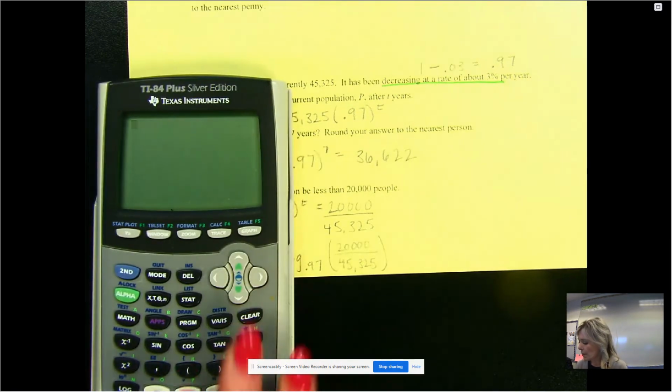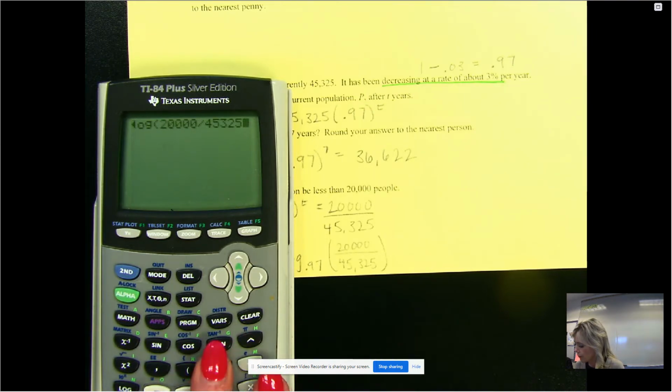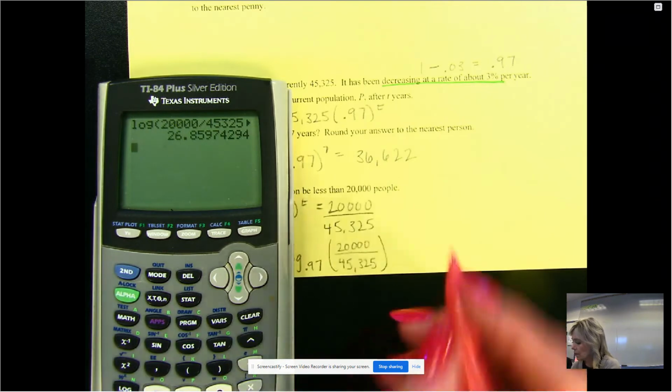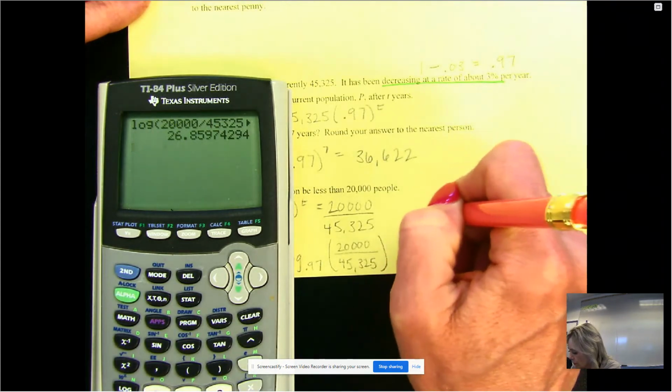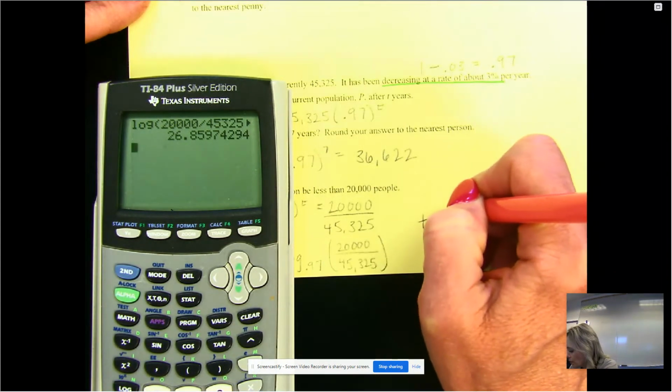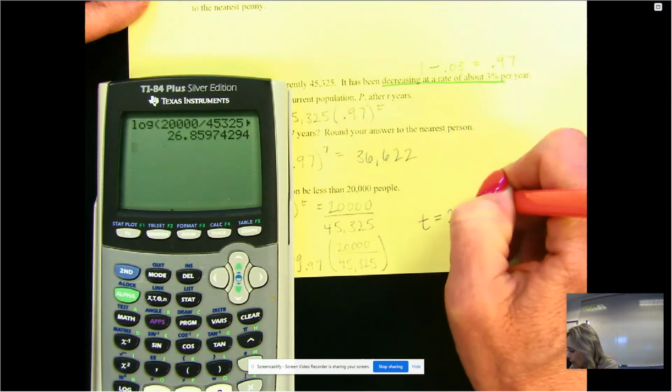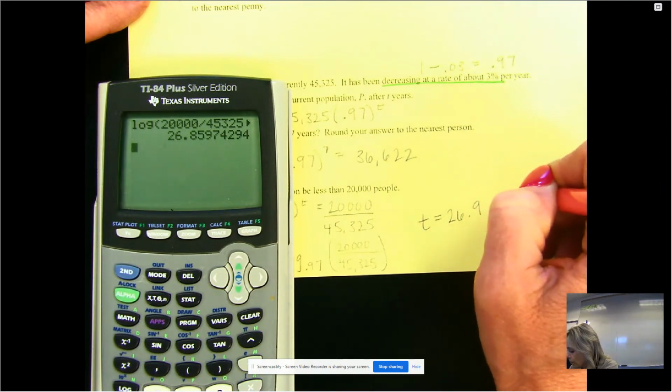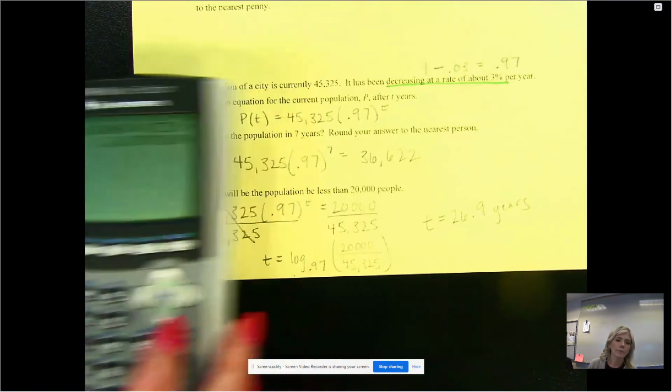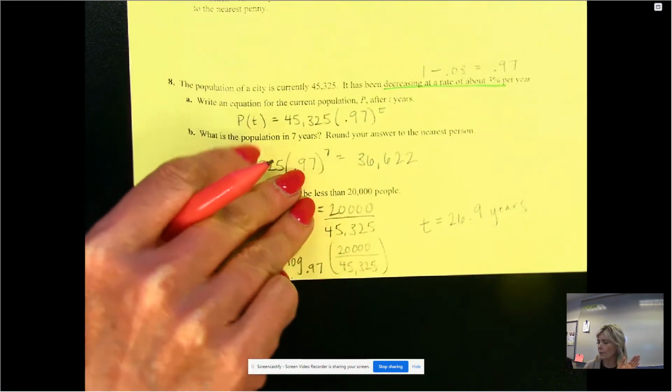Okay, so last but not least, I'm going to get this value. The log of 20,000 over 45,325 divided by the log of 0.97 is about 26.9 years. I just rounded that up a little bit. Almost 27 years.